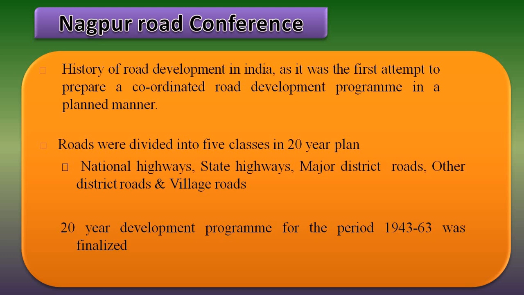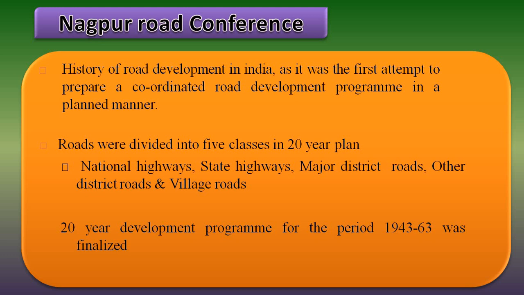So, road development plans, we have three types. One is the Nagpur Road Congress, next Bombay Road Development, and next one is Lucknow Road Development Program. According to these three, they are divided into 20-year road plans.